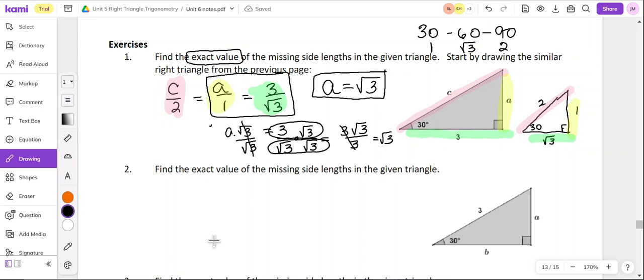Now, it doesn't matter which one you use because A is radical 3, clear? So you're going to have radicals everywhere. So do you want to use this one and this one for the next proportion to solve? So C over 2 equals 3 over radical 3.